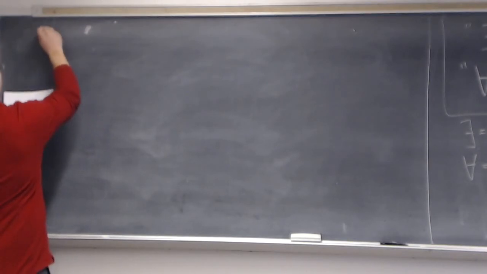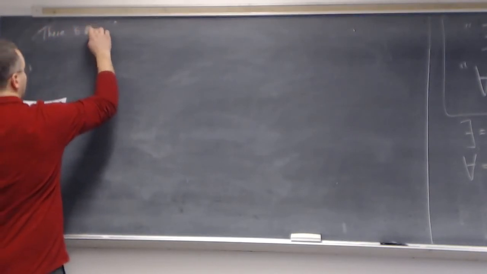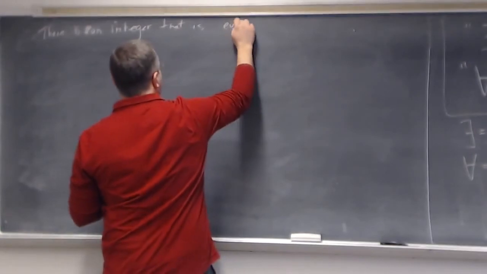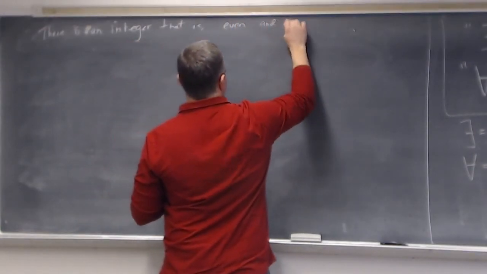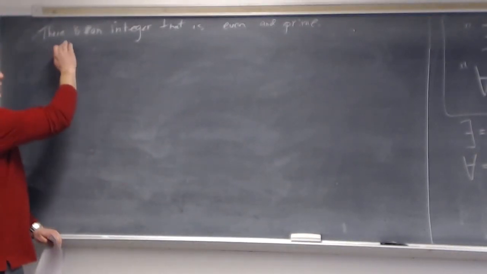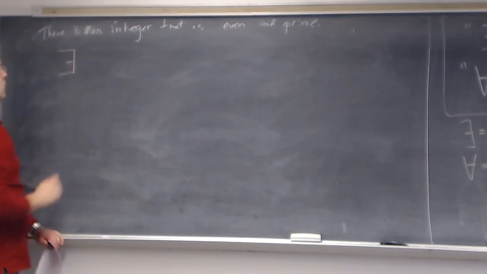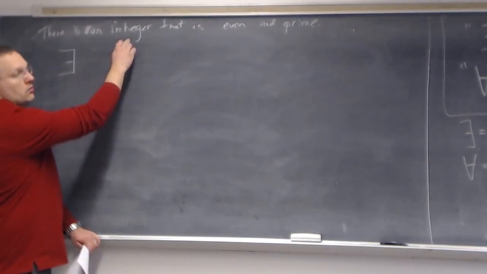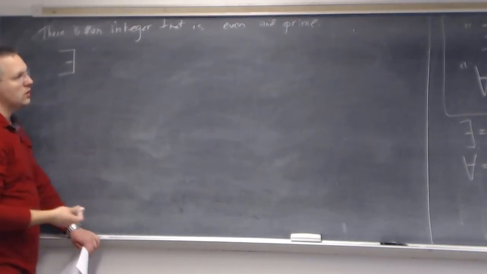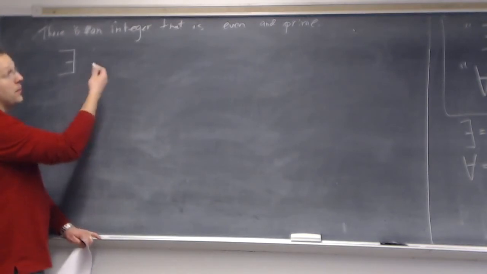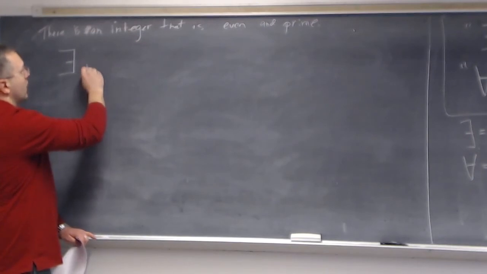Oh, I had another sentence on the board, right? Yes. Sorry. There is an integer that is even and prime. Okay, so there is. I'm thinking that's that big backwards capital E, the existential quantifier. So there is an integer. Oftentimes you use n. It doesn't have to be the letter n. It can be x. But you can say there's an element of the integers.